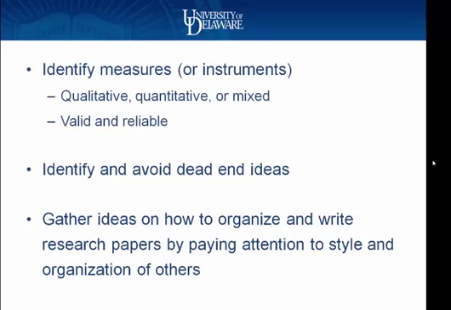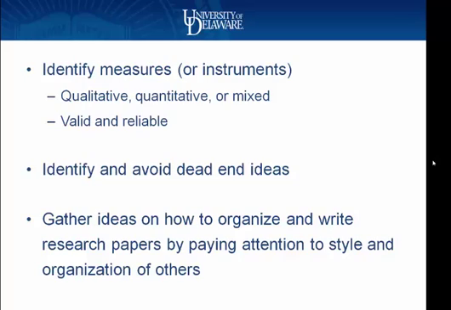Some additional steps that I want you to think about. You can identify measures or instruments. So these can be surveys. And if you do find a survey that's on an attitude, a behavior, depending on what you're trying to measure, you can think about, is it qualitative, is it quantitative, is it mixed methods, is it valid and reliable? So before you pick a measure or an instrument, you want to know those things. Specifically, has it been shown to be valid and reliable in your population as used?